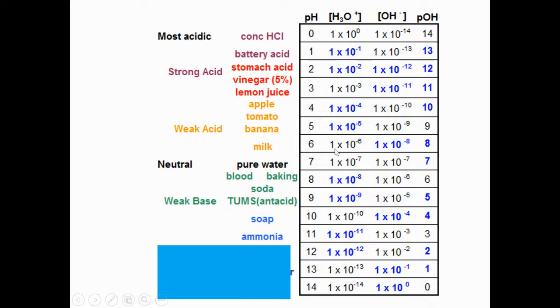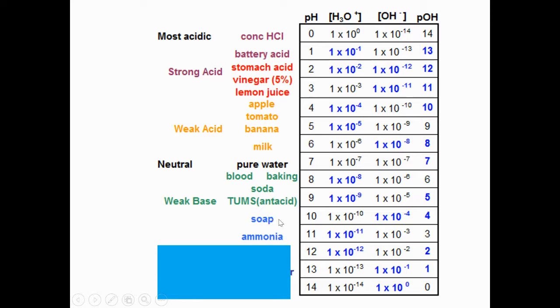On the other side, as pH goes up, your blood is very mildly basic, pH of about 7.2 to 7.4. Baking soda may be pH of 8. These are weak bases. They don't ionize completely. So you may be familiar with Tums being called an antacid. Well, Tums is basic. So if you have too much stomach acid and your stomach is not feeling good, you can take an antacid, which will neutralize some of that stomach acid, bring the pH back up a little bit, and your tummy will feel better.